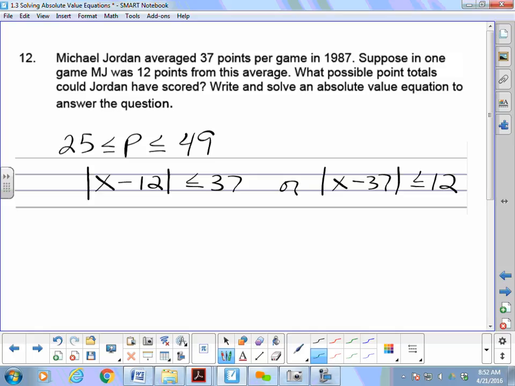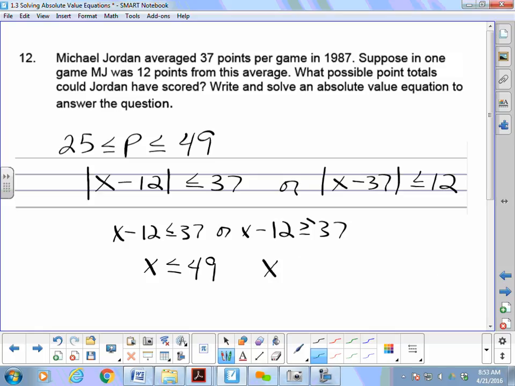Okay, all right, so we could check it too, right? We could say, all right, x minus 12 is less than 37, or x minus 12 is greater than or equal to negative 37. So if I add 12 here, I get x is less than or equal to 49. Okay, that's good. But if I add 12 here, I get x is greater than or equal to negative 25. Oh, wait a minute. It wasn't the one on the left, was it?